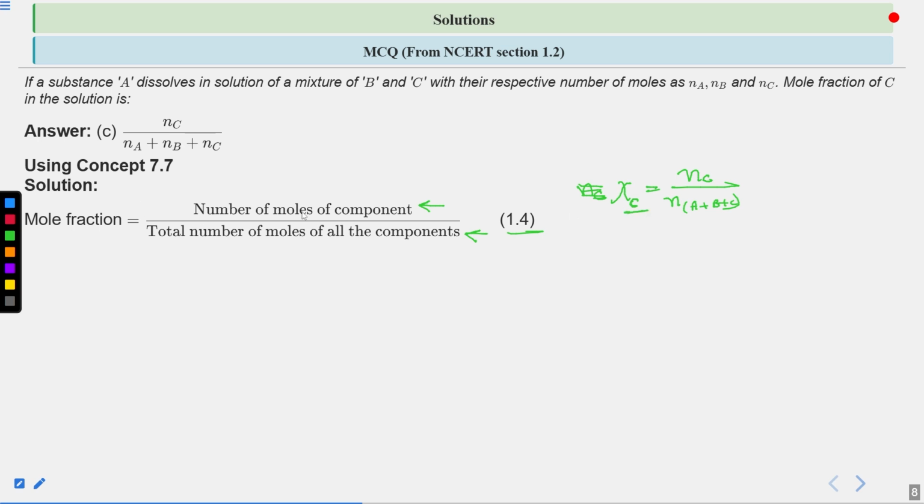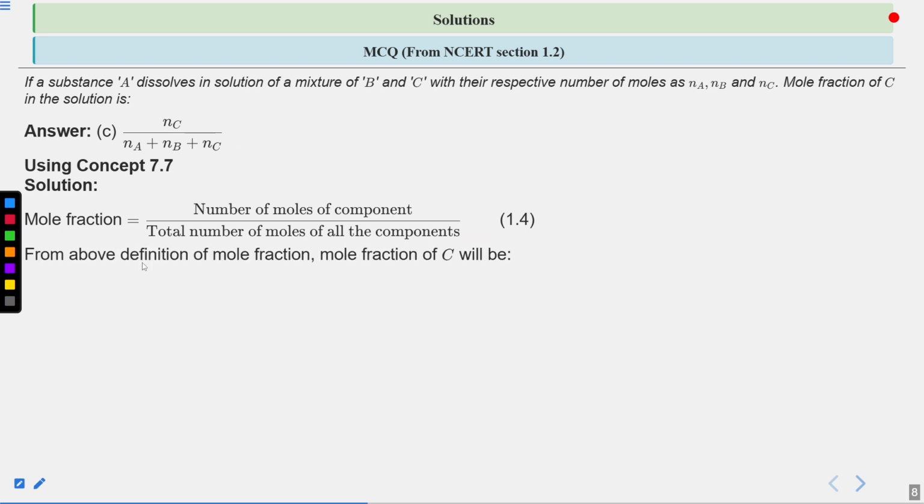Okay, so this is the formula. Now from the above definition, you have to determine the mole fraction of C only. So the mole fraction of C you can write as Nc, that is the number of moles of C, divided by the total number of moles of all the components, so Na plus Nb plus Nc.